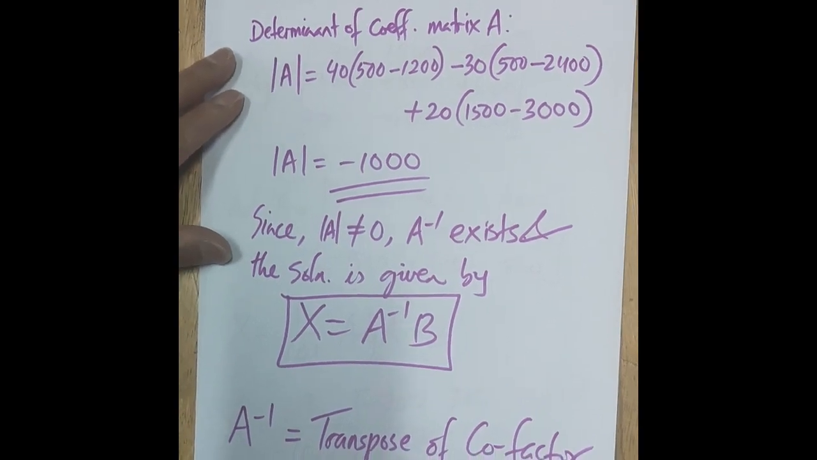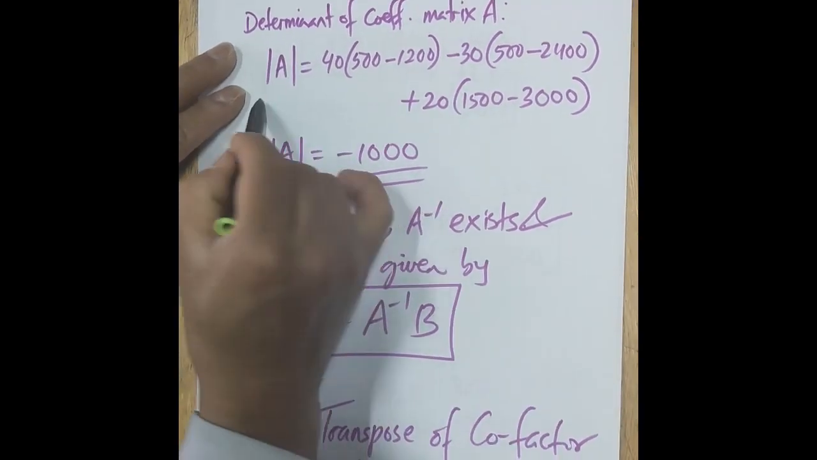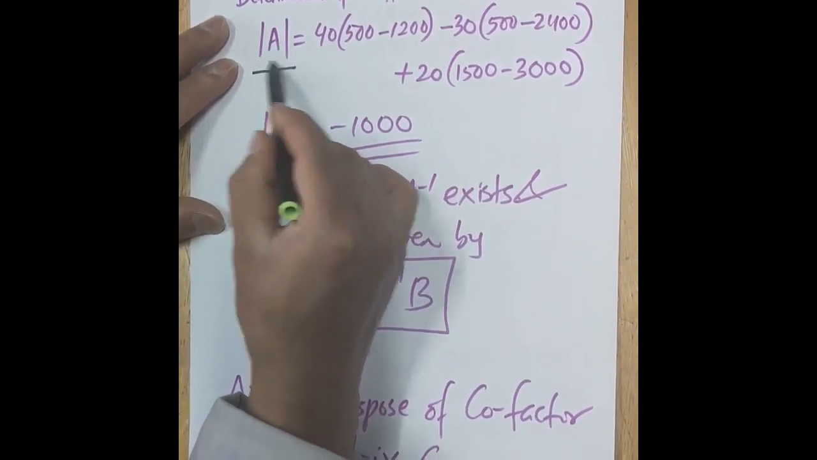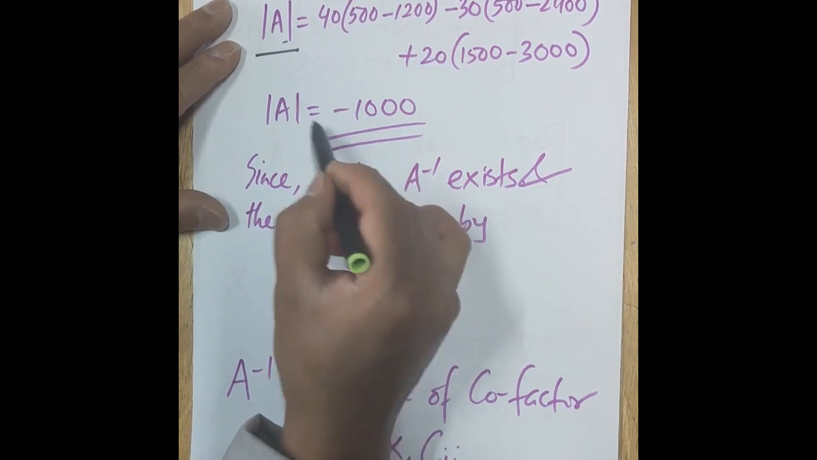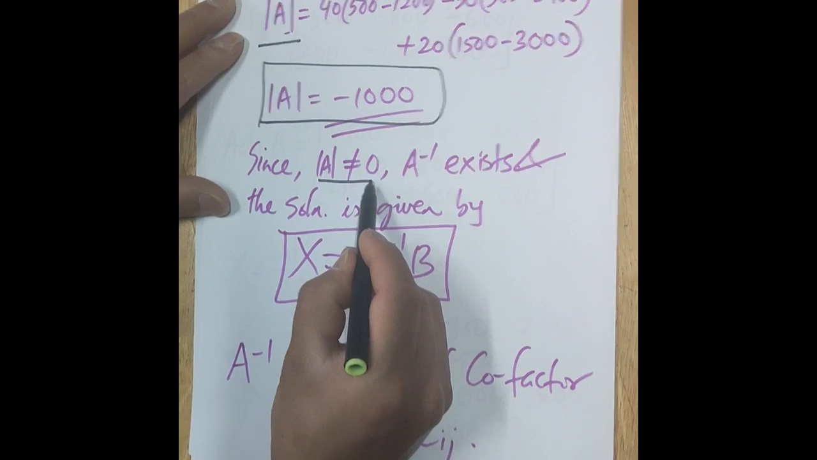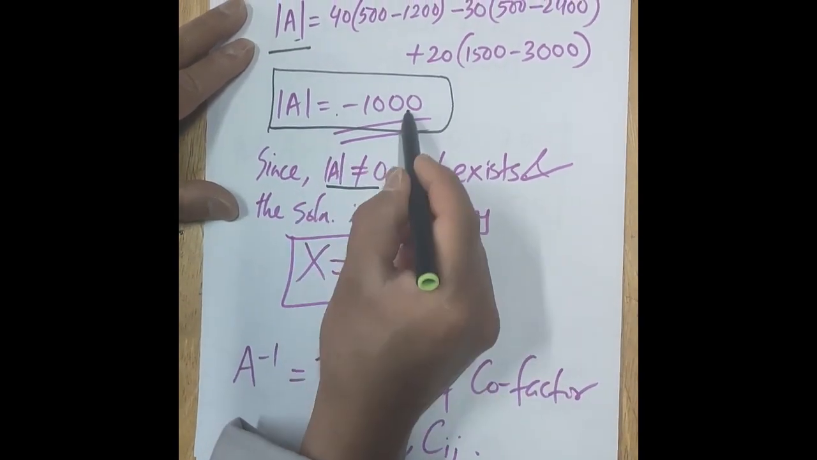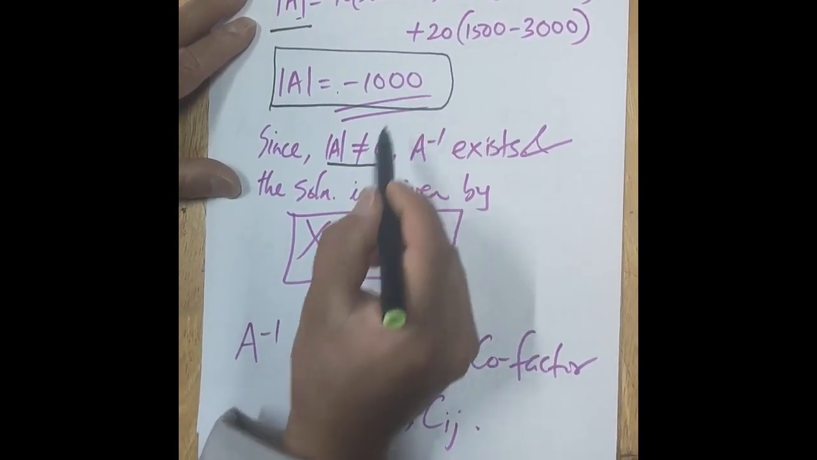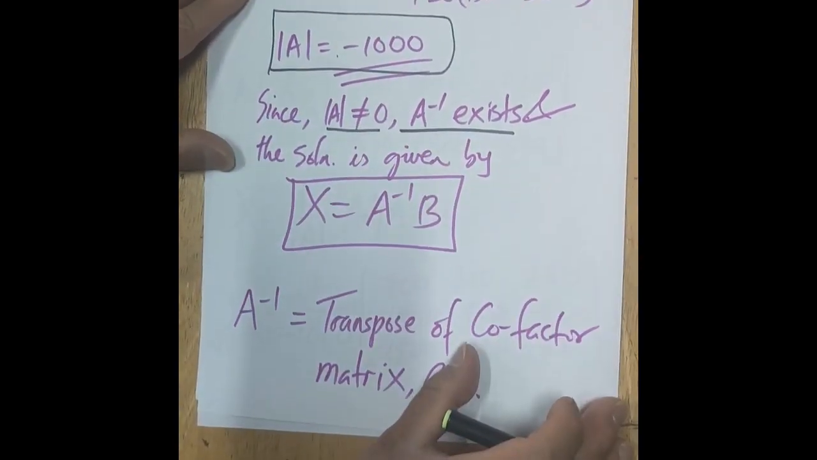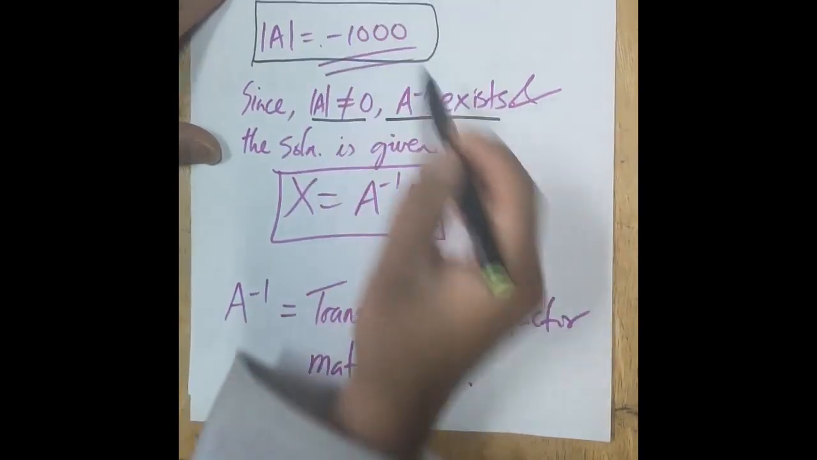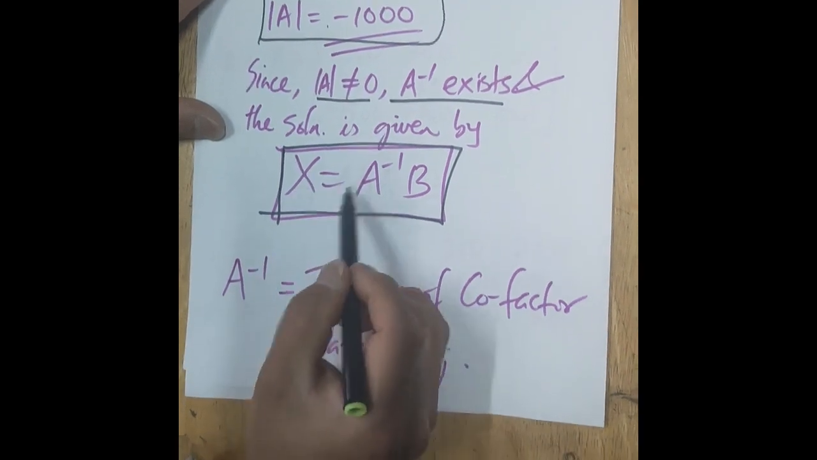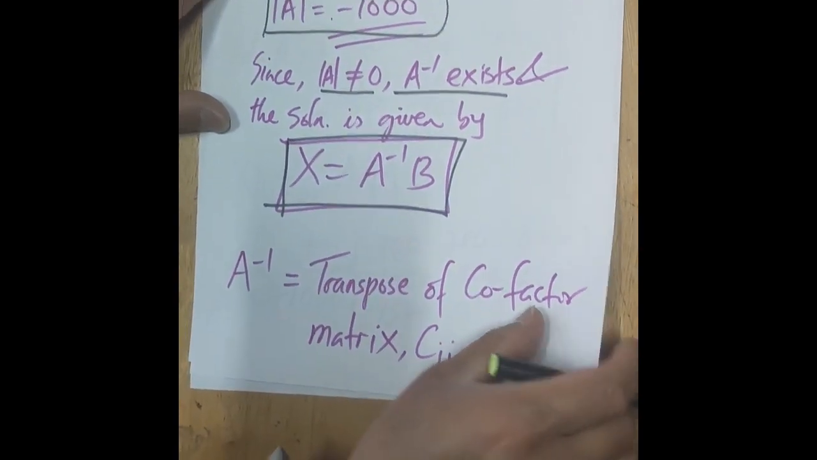Once you obtain it in the form of a matrix, you can go directly to the solution. Our next step is to find the determinant of the coefficient matrix A. If you calculate it, we obtain negative 1000. Since the determinant of matrix A is equal to negative 1000, which is not equal to 0, we can say that the inverse of the matrix exists and the solution for the system of linear equations can be obtained using the formula X equals A inverse B.